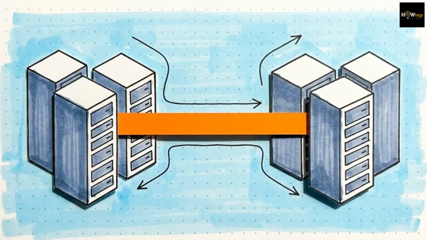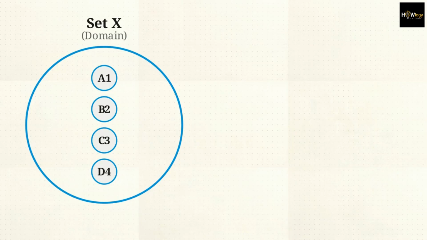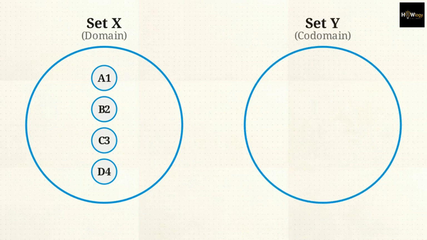At its core, a function is an architecture that links two entirely separate sets of data together. We start with set X, which we call the domain. Think of this as all your possible inputs, the buttons on our vending machine. Then we have a second group, set Y, known as the codomain. These are all the possible outputs you could receive, the snacks waiting inside the machine.